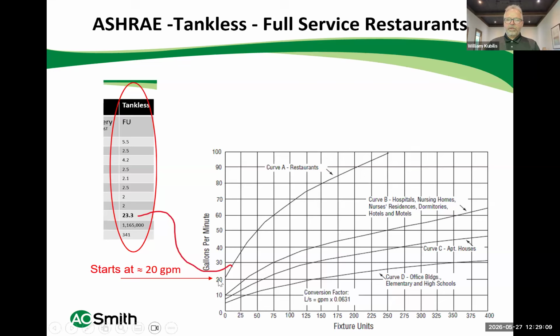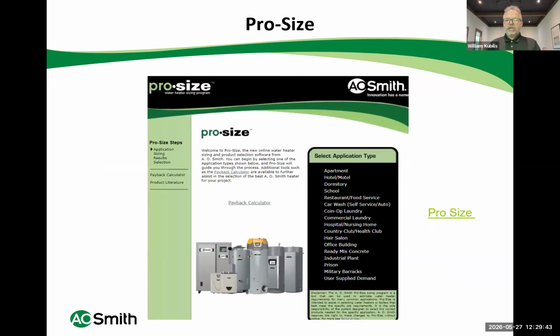You'll notice that the ASHRAE Hunter's curve starts at 20. If you just say the word restaurant, they want 20 gallons per minute for a tankless water heater. As you'll see shortly, one tankless water heater is capable of heating about 4 gallons per minute at a time. So I would need 5 tankless water heaters for this application. So this is a manual method.